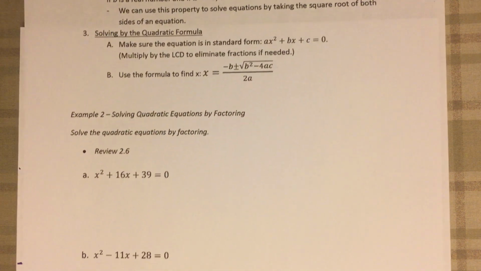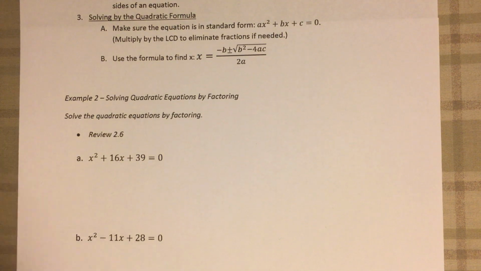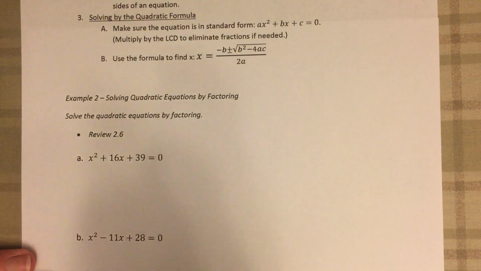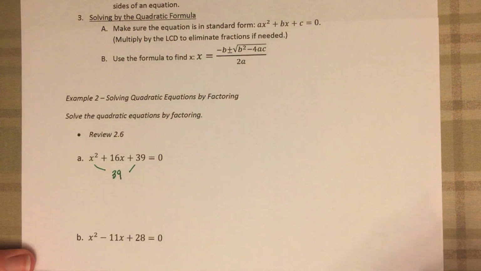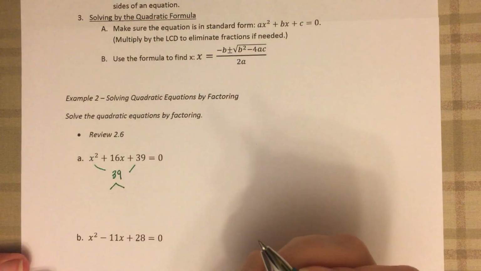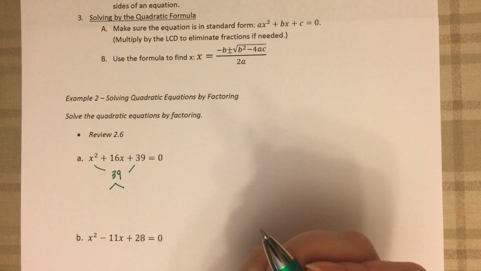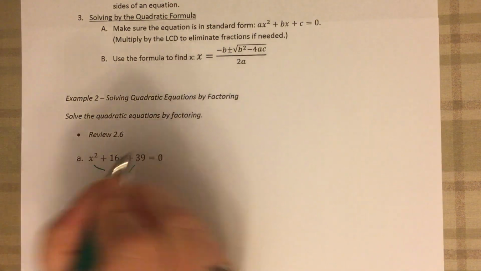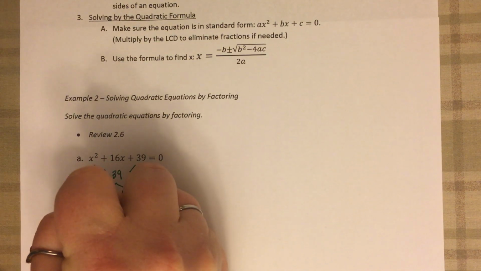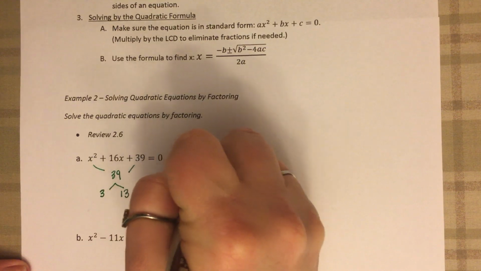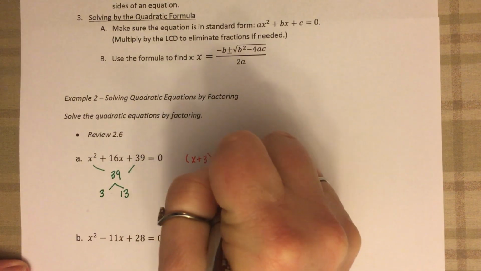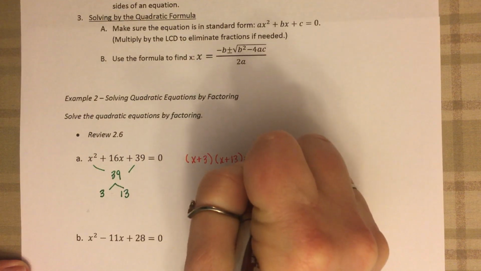All right, so to start, we're going to review our factoring. We'll look at all of example 2, and we're going to solve these equations by factoring. The first thing I want to do is look at my equation. I have a plain x squared, so we can use what we referred to as the shortcut before. I need two numbers that multiply to give us 39 and add to give us 16. Well, that's going to be 3 and 13. Once we have these two numbers, we can rewrite our factors. So our factors are going to be x plus 3 times x plus 13 equals 0.